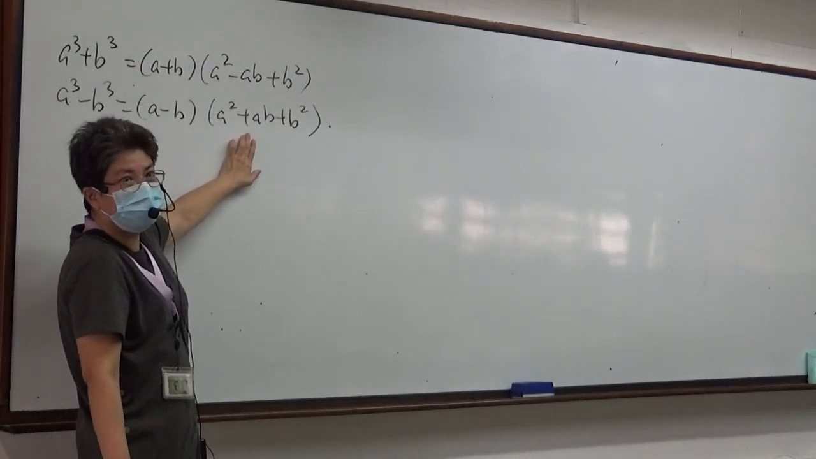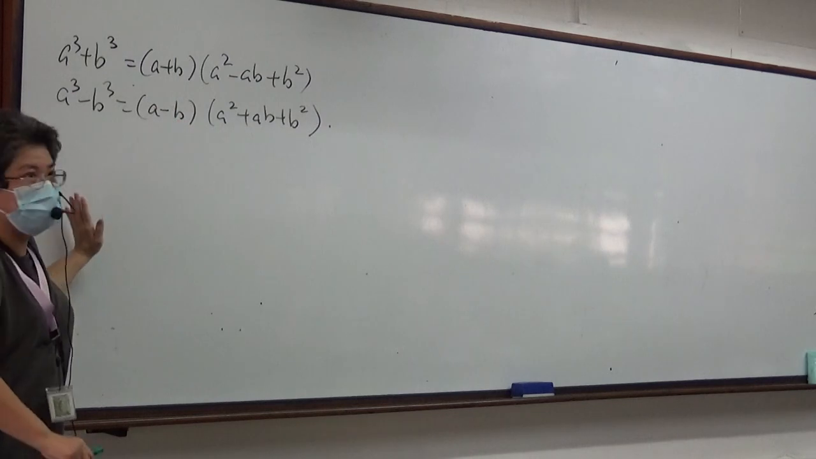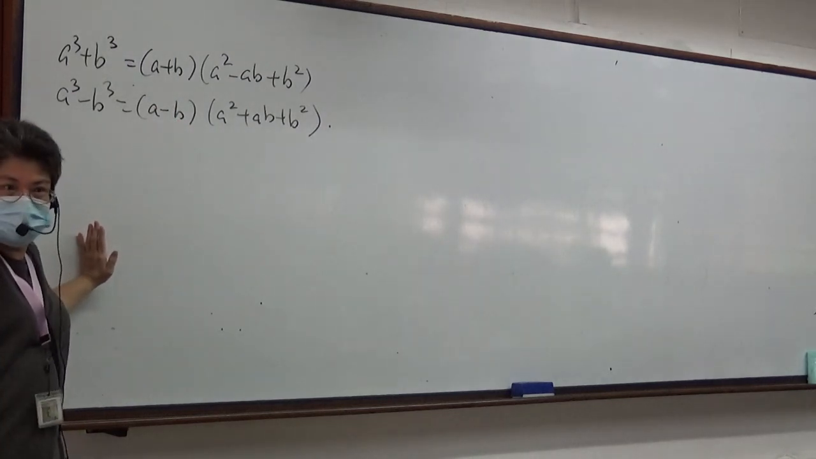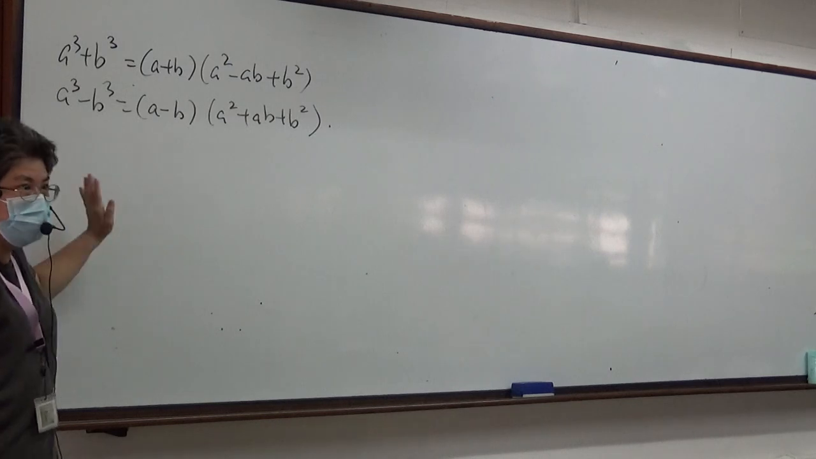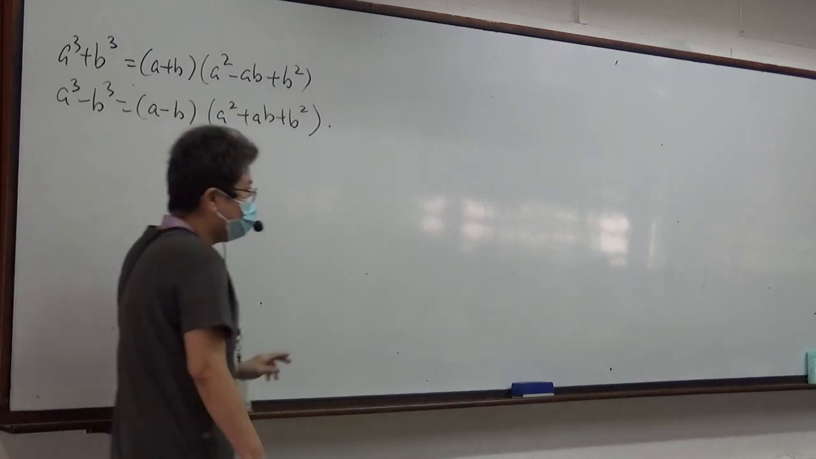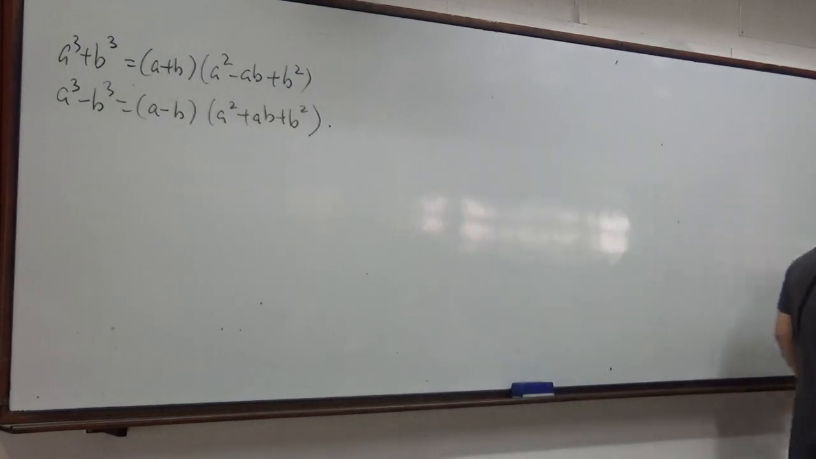It ends up with a plus. Like that, okay. The rest are all the same. Can you see it? So that's how I memorize them. Understand? Okay, it will not be in the formula list now, so these two must work out. Alright, now, how do we use this particular identity or factorization?